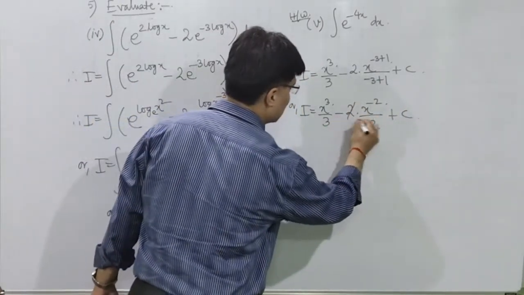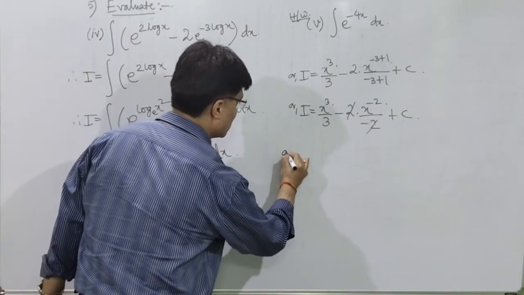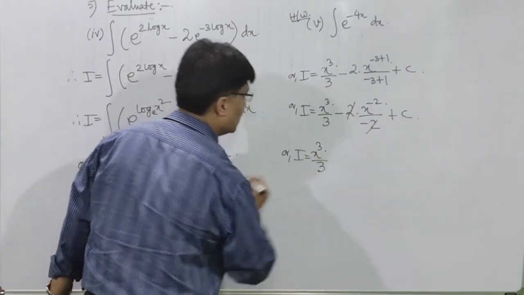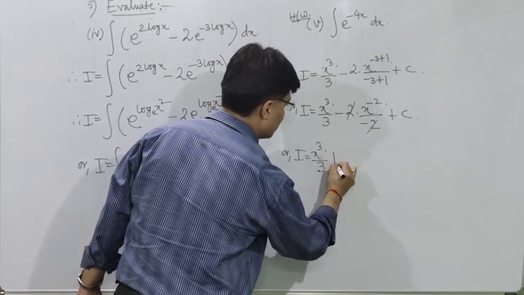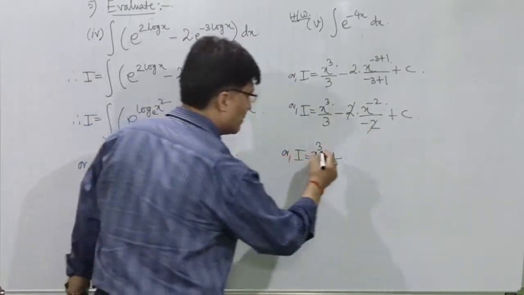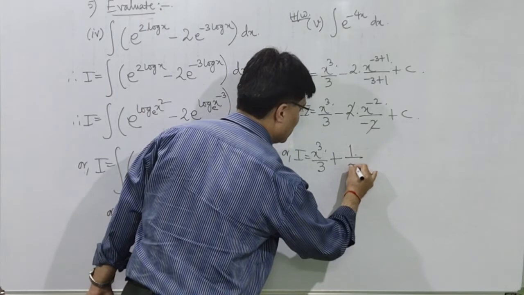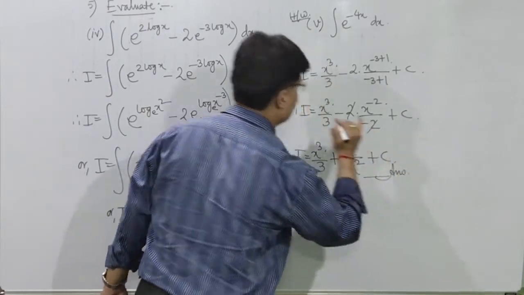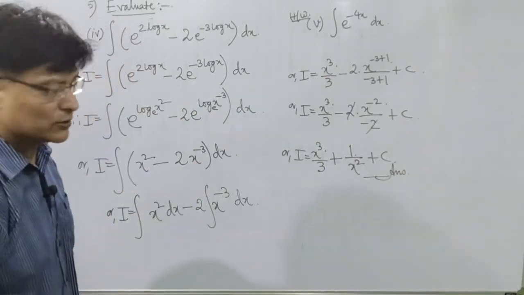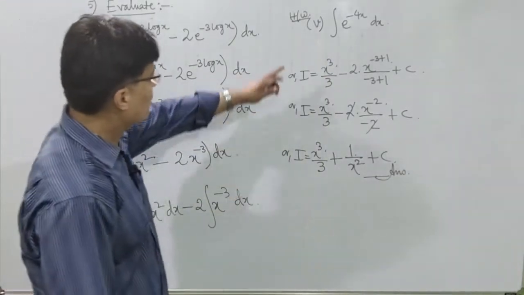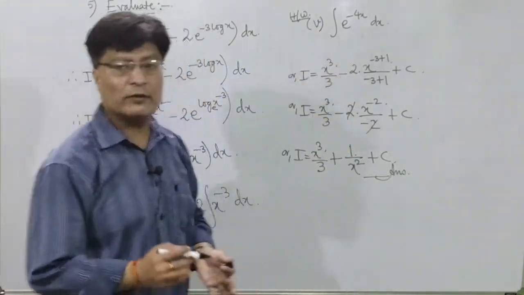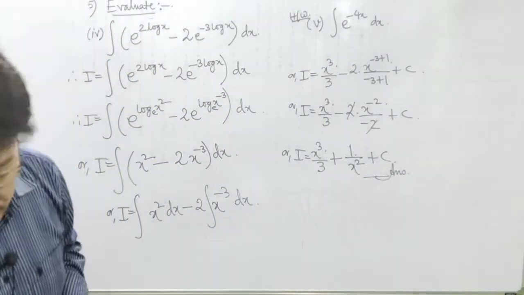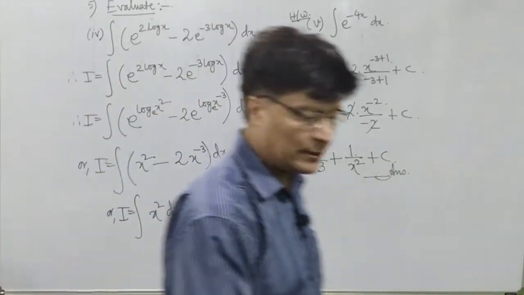So here you can cancel this 2. So, or I is equal to x cubed by 3, this minus into minus is plus. Now x to the power minus 2 can be written as 1 upon x squared, then plus c. So this is the final answer. So I think you have understood it. So now this question number 5 will be your homework. Okay, you can do it at home. So you can copy it. So now we'll do the next question again.